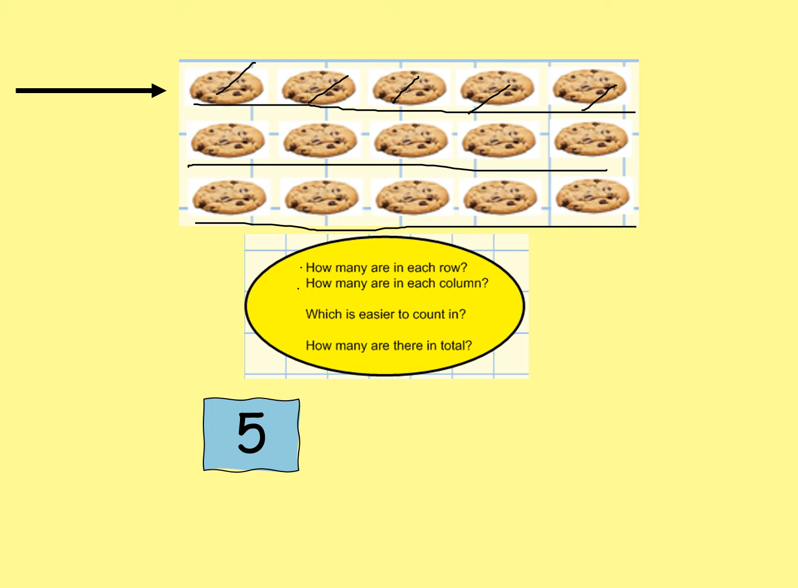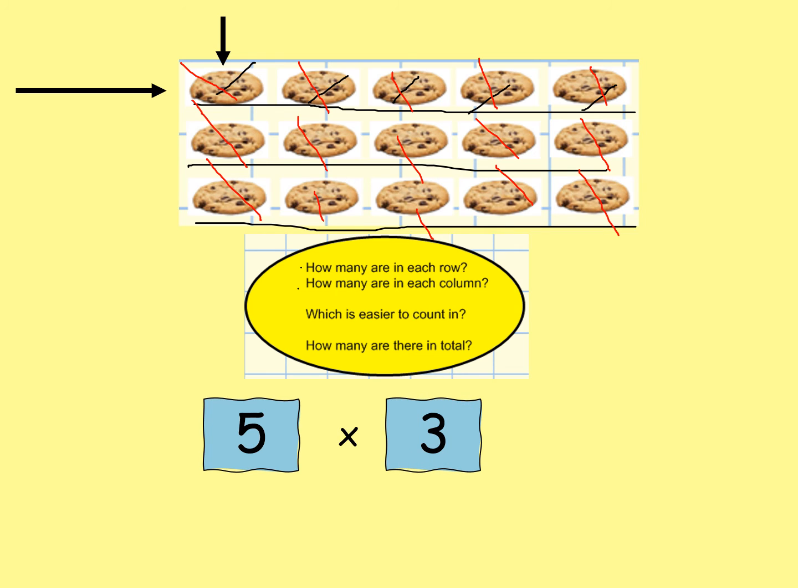Now it says, how many are there in each column? Now, a column is when it goes down. So how many do we have in this column here? Right, let's count it, children. We have 1, 2, 3. There are 3 biscuits in this column, 3 biscuits in this column, 3 biscuits in this column. Okay, so we know we've got 5 in each row and 3 in each column.